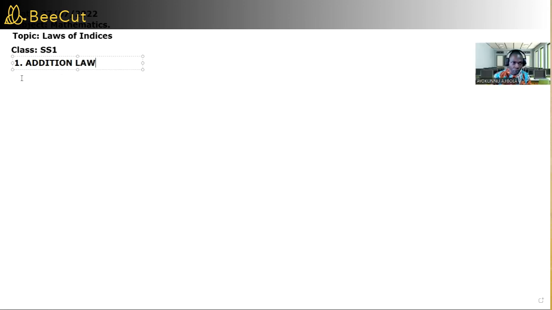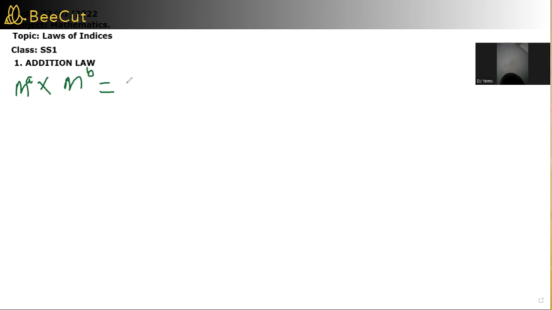So the first law is addition law. Talking about addition law, let's look at the law before we look at an example. If you have an alphabet or a number, let's assume M is a number, raised to power A, then multiply by the same M raised to power B, then the result will be M raised to power A plus B.